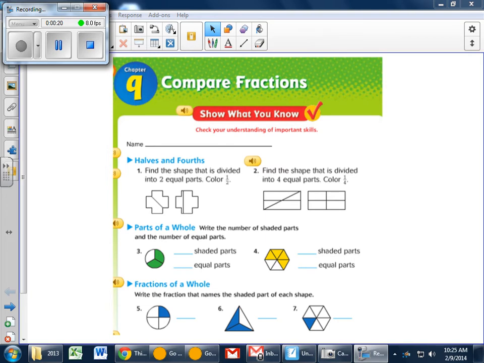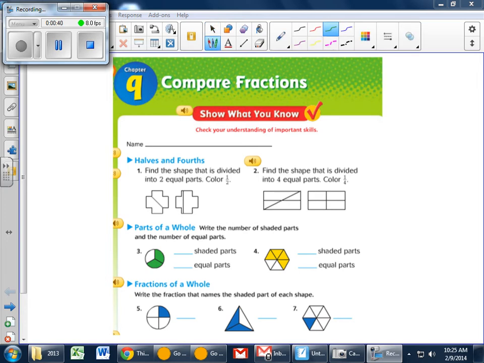So I want you to go ahead and look at number 1. We are on page 349 in your Go Math book, looking at halves and fourths. Number 1 says, find the shape that is divided into 2 equal parts. Color 1/2. So the first thing you need to do is look at your 2 shapes. Decide, first of all, are they cut into equal pieces? Is this side going to be the same as this side? Is this side going to be the same as this side?